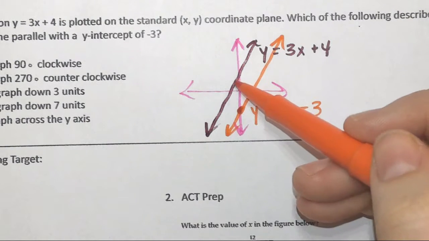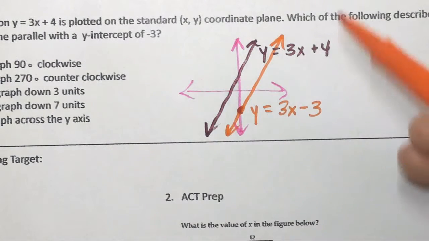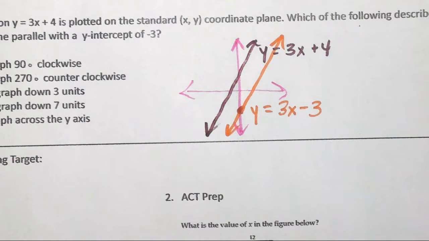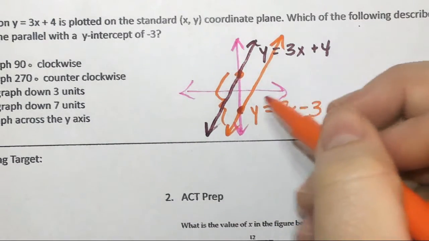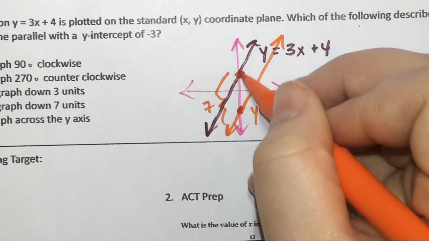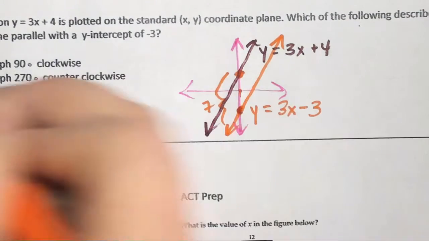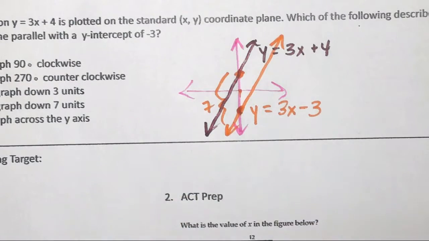When I went from this brown line to this orange line, is that a reflection, a translation, or a rotation? You know what those words mean? Translation. How many units? How many did I move down? 7, because it was 4 from there to the origin and 3 more. So it's a translation down 7 units. The answer is D.